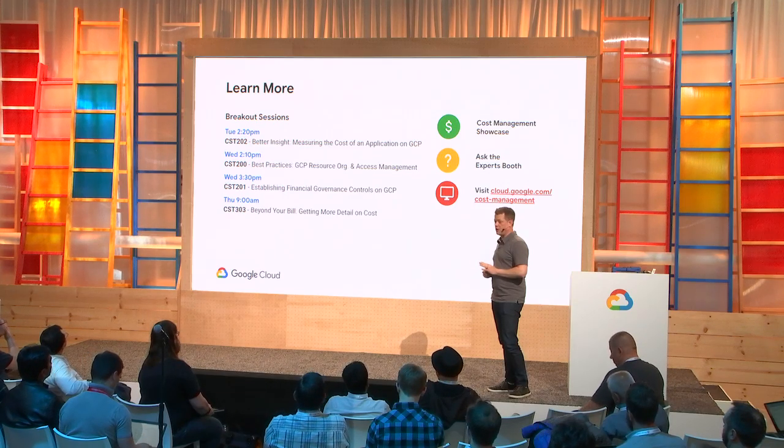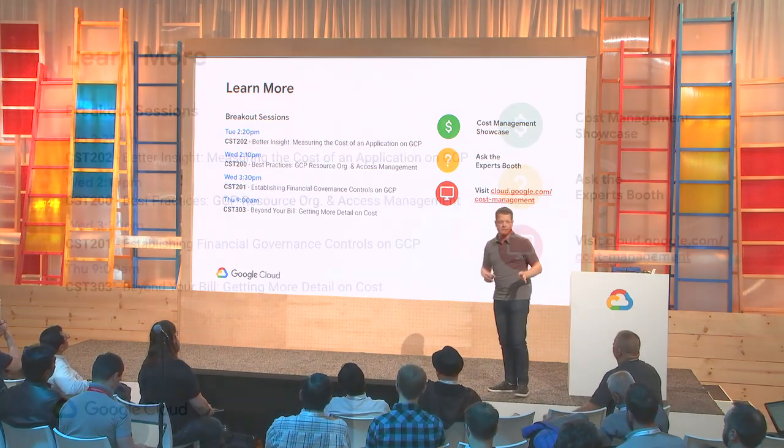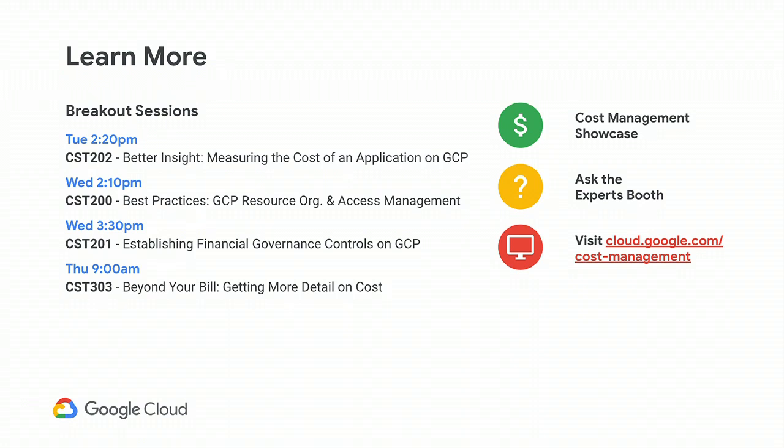There are 4 other sessions that I'll point out. There are 12 cost management sessions happening at Next, but there are 4 that I think are particularly interesting for this audience as a deeper dive into these tools and into real customer data. Cost 202, which is better insight, measuring the cost of an application on GCP, is targeted. We'll be diving in with some other billing product managers. That's today at 2:20.